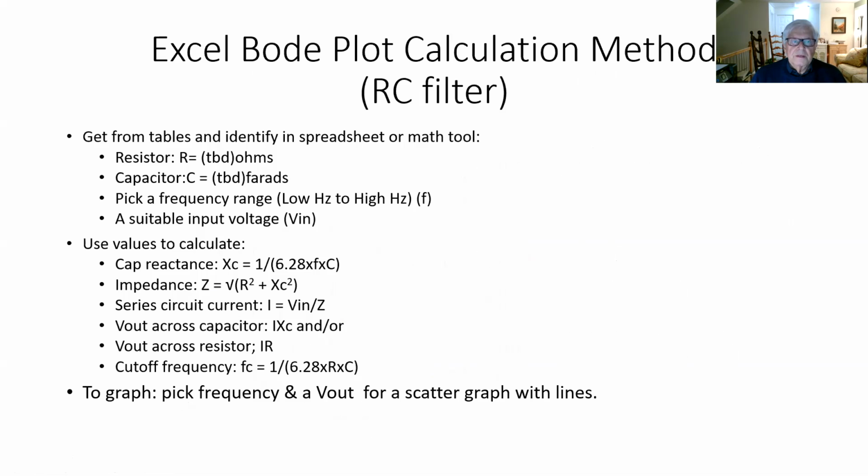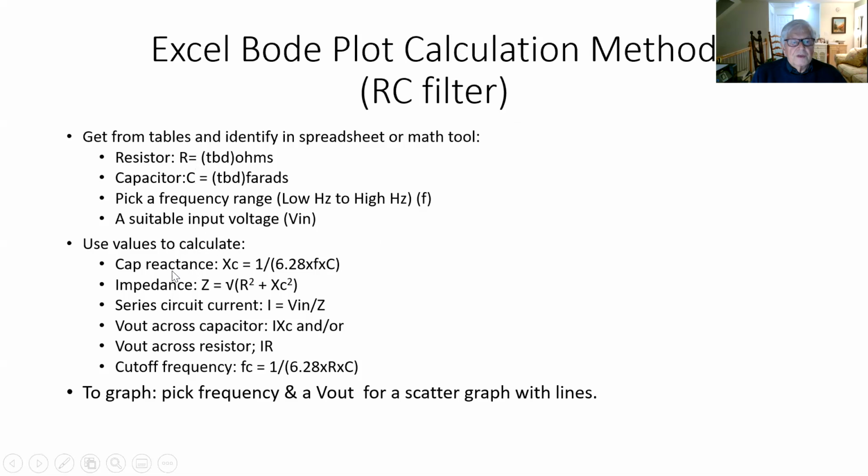So we can simulate this. We can create a Bode plot from an Excel spreadsheet by using an RC filter. Okay, we're going to use a series RC circuit. We're going to specify a resistor and a capacitor, and we're going to look at a frequency range from a low, say 0 or 100, up to a high, say 10,000 hertz. And we're going to use a suitable input voltage, okay? 10 volts is sufficient for now.